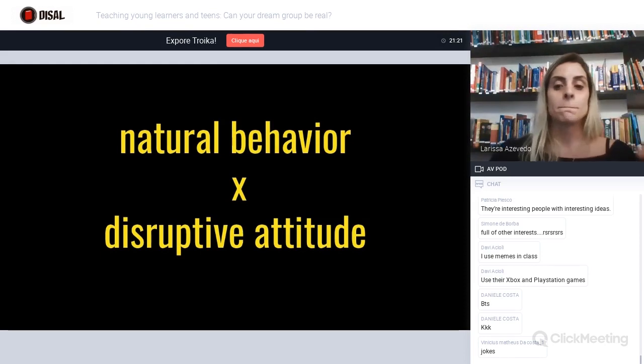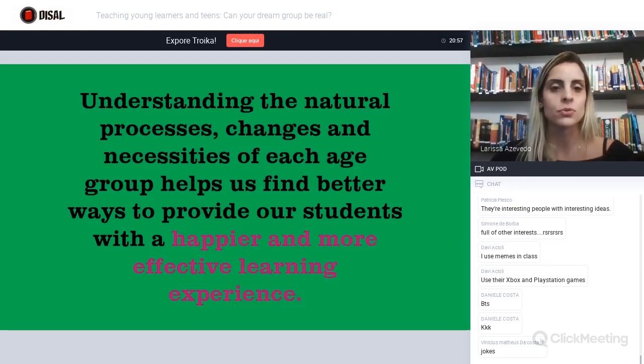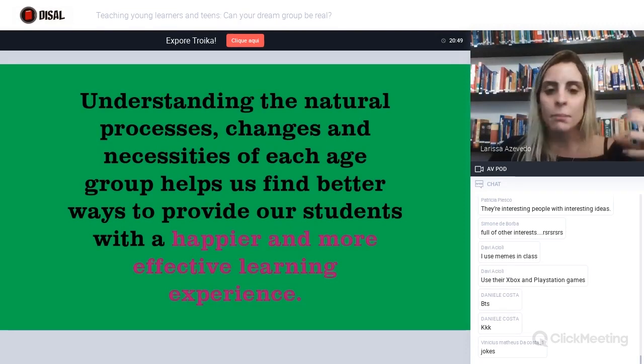This is all true. But much of what we consider disruptive attitude, much of what we look and see as disrespect, is actually natural. It's actually part of their development. And when we understand that the natural processes and changes and necessities of each age group have to be taken into consideration, we can find better ways to provide them with a happier and more effective learning experience.